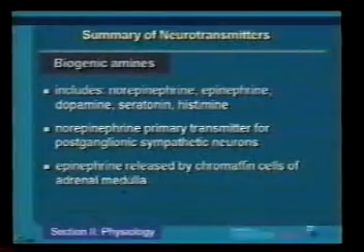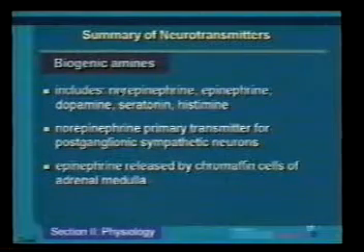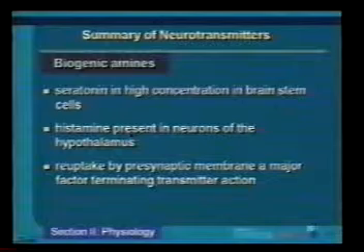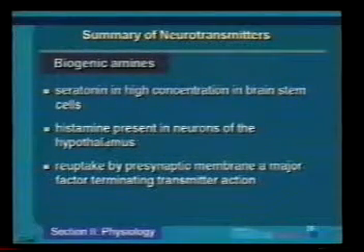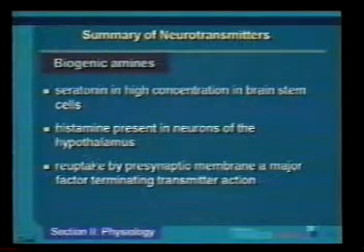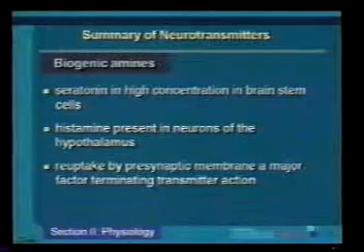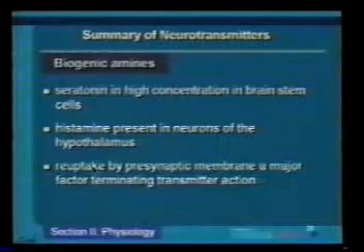Now, another transmitter group will be the biogenic amines, and these will be present at many synapses in the peripheral and the central nervous system. I want to point out here that the main mechanism of these transmitters terminating action is reuptake by the presynaptic membrane, as we stated earlier.